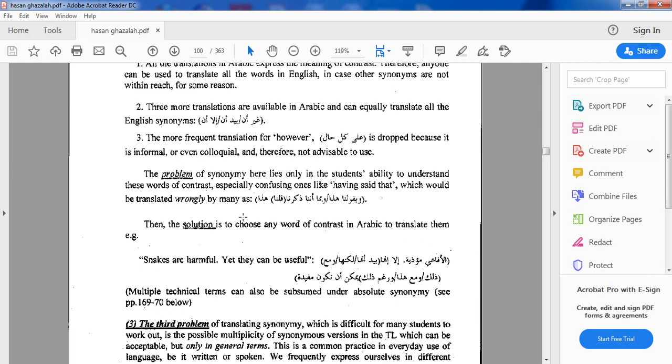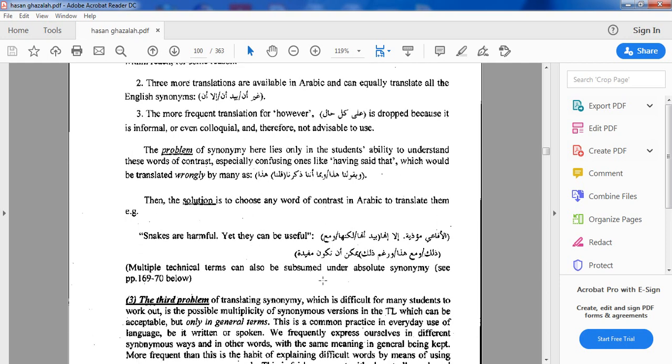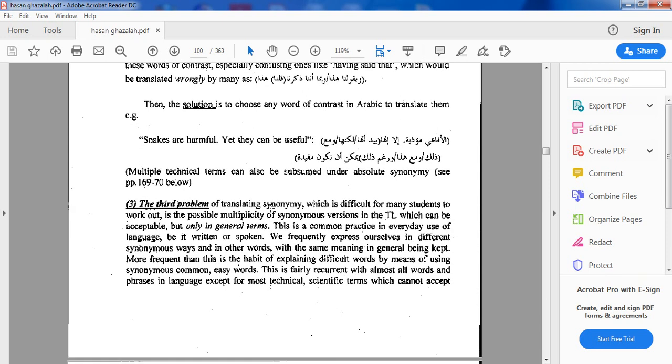So how to solve this problem? Choose any word of contrast in Arabic, translate them. Okay, snakes are harmful, yet they can be useful. الأفاعي مؤذية إلا أنها أو بيد أنها لكنها مع ذلك ومع رغم ذلك يمكن أن تكون مفيدة. Okay. The third problem.